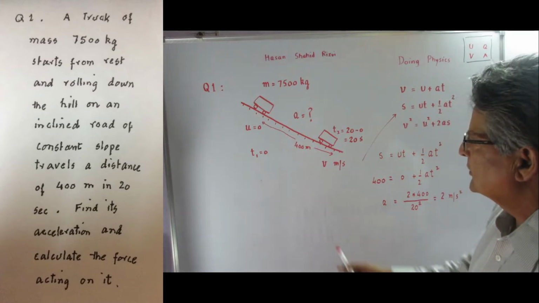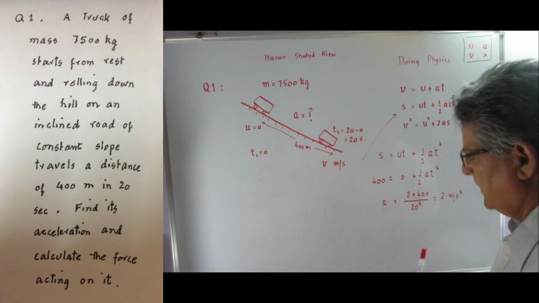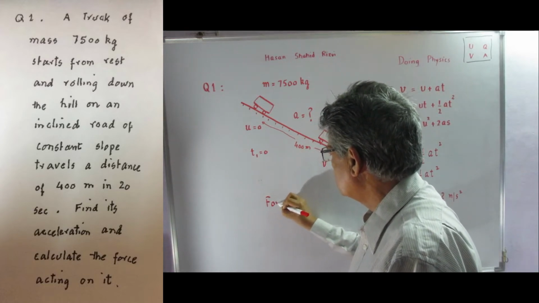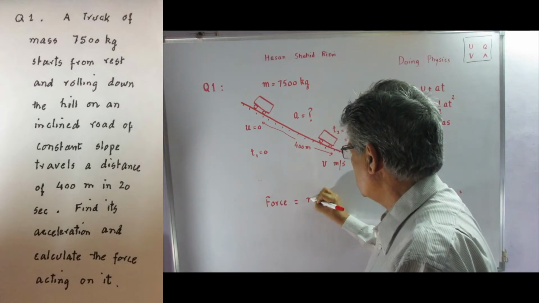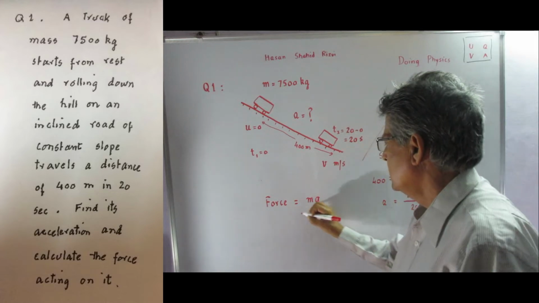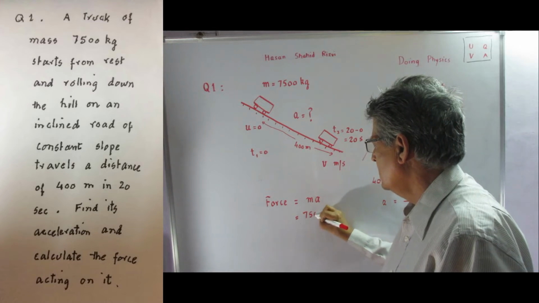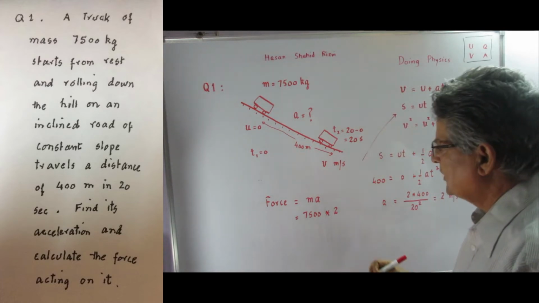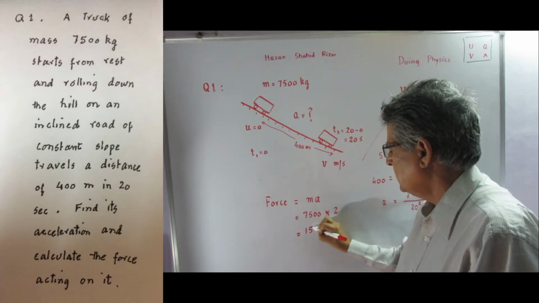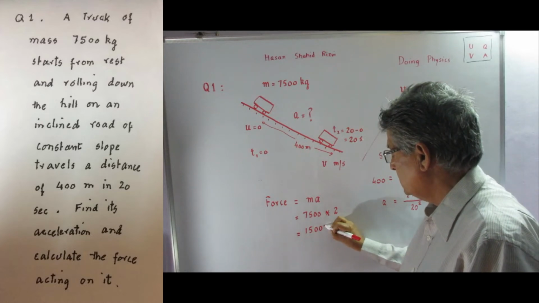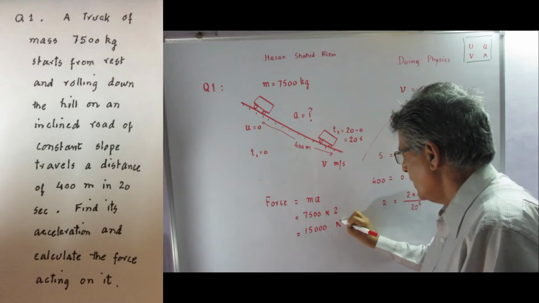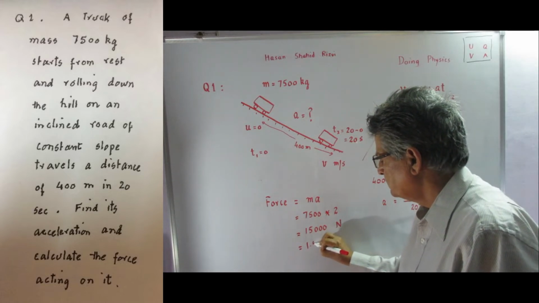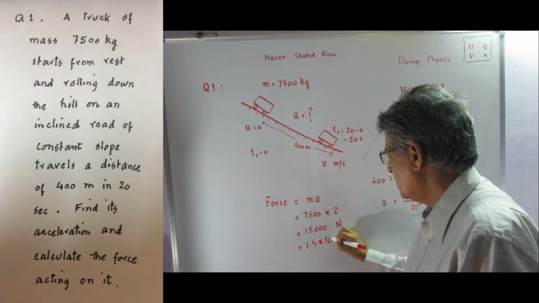Now the mass factor was not at all relevant till we find the value of a, and the mass factor becomes relevant in calculating the force. So the force, according to Newton's second law, we recall that this is equal to m into a, and the mass is given 7500 multiplied by a, which is 2 meter per second square. Okay, so this turns out to be 15,000 newtons, which in the scientific connotation we must write as equal to 1.5 into 10 to the power of 4 newton.